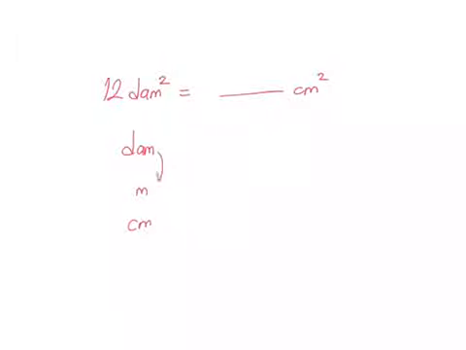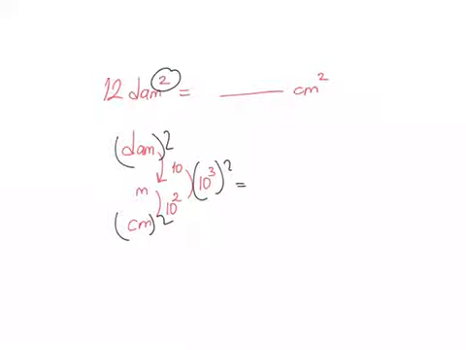When you convert decameter into meter, you multiply by 10. And meter into centimeter, multiply by 10 to the power 2, so in short 10 to the power 3. Here what is asked? The square, so take the square of them. So you see you have 10 to the power 6, so this is equal to 12 times 10 to the power 6 centimeter square.